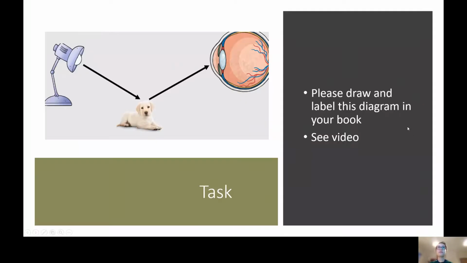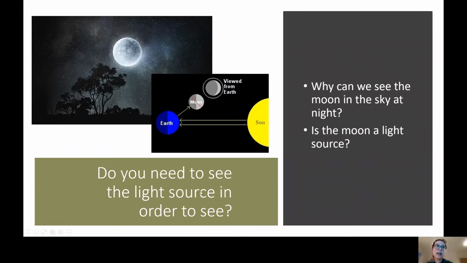Okay, here's a question for you. Do you need to see the light source in order to see? Well, think about, why can we see the moon in the sky at night, even though at night time there's no sun because it's night time? So this tells us that we do not need to see the light source in order to see. All that is important is that light is reflected off the object in order for us to see.